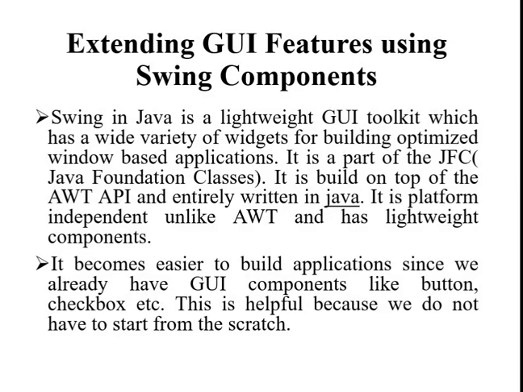Second one is AWT does not follow the MVC while Swing follows the MVC. Third one is AWT is a lightweight component and Swing is a more powerful component. Fourth one is AWT does not support the pluggable look and feel while Swing supports the pluggable look and feel. Fifth one is AWT is heavyweight while Swing is lightweight. This is the difference between AWT and Swing.